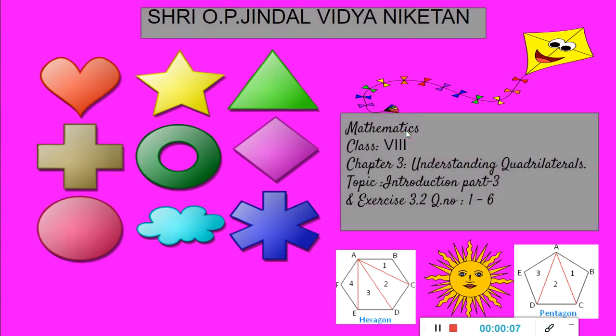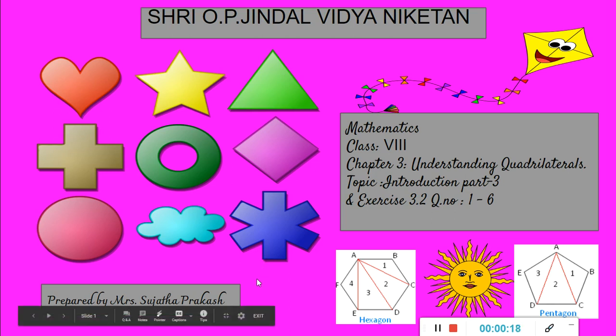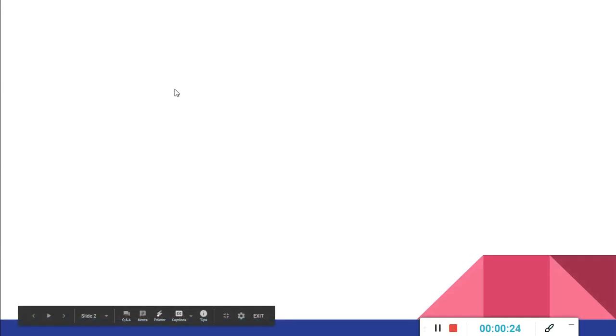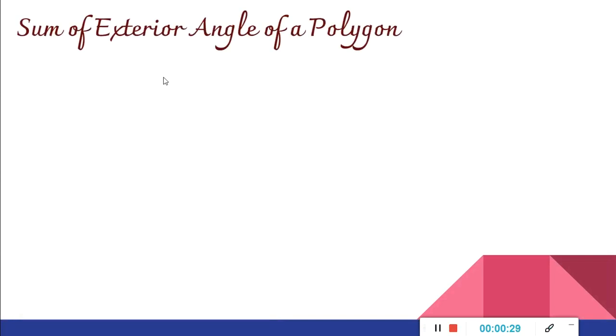Today's topic is Introduction Part 3 and Exercise 3.2, questions number 1 to 6 of Chapter 3, Understanding Quadrilaterals. So, let us start. Today's main topic is the sum of exterior angles of a polygon. We can say, the exterior angle property of a polygon.